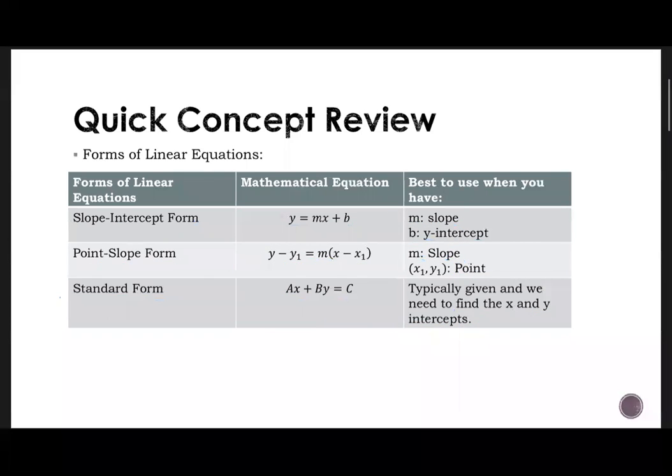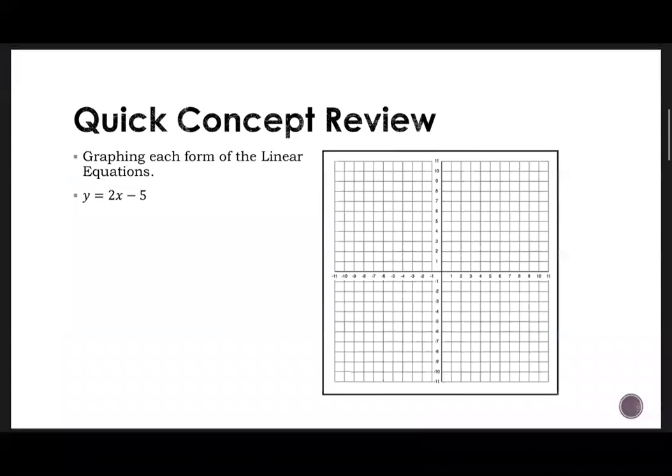So now let's go through some graphing. We are going to graph this equation, and if we look at this equation and compare it to the forms on the original slide, we have y is equal to mx plus b. So this is slope-intercept form, so we can graph using slope-intercept form. You can graph with your calculator, but if we graph by hand, we could look at it as y is equal to 2x plus -5.